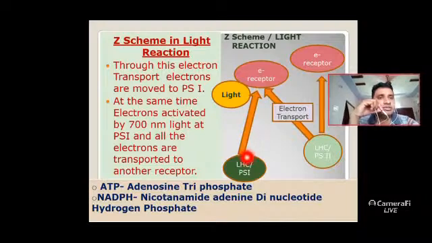Apart from that, whenever these electrons and protons are released, they are received by electron receptors like NADP. NADP is nothing but nicotinamide adenine dinucleotide phosphate. After receiving the electrons, ADP converts into ATP, and NADP converts into NADPH. So ATP and NADPH are the end products of the Z scheme light reaction.